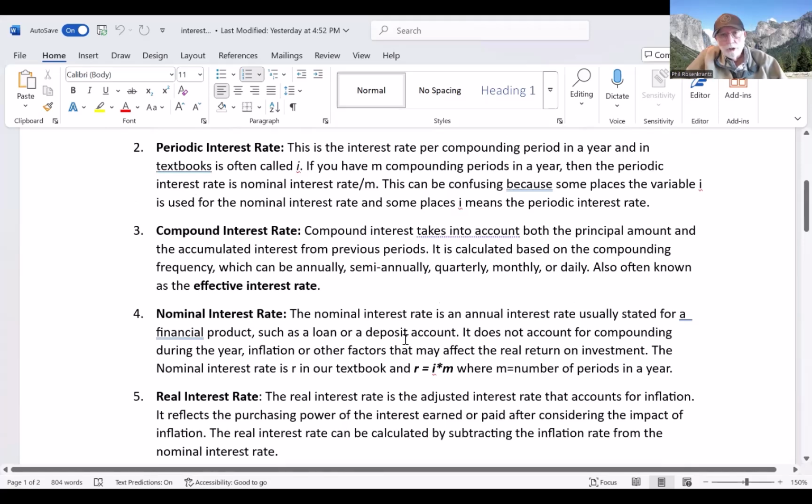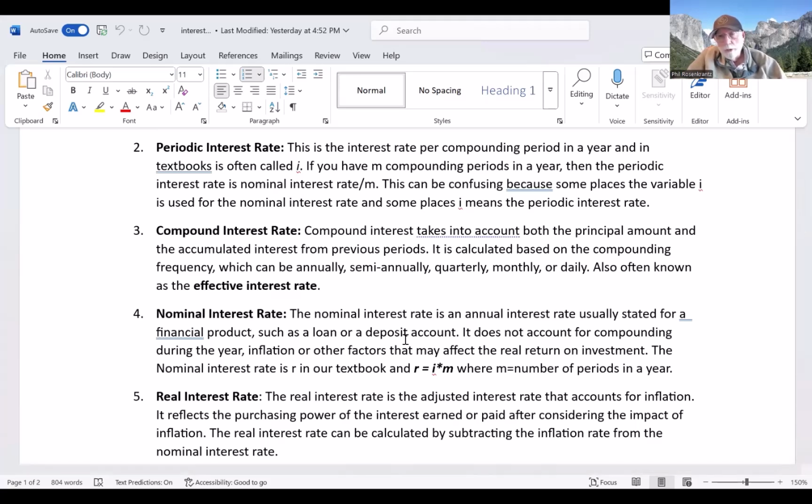The next one is the nominal interest rate. This is the annual interest rate. And so if you know the periodic interest rate, it's that periodic interest rate times the number of periods in a year. So in our textbook, we use lowercase r often for the nominal interest rate. So lowercase i and lowercase r are what you're using the most in this class.